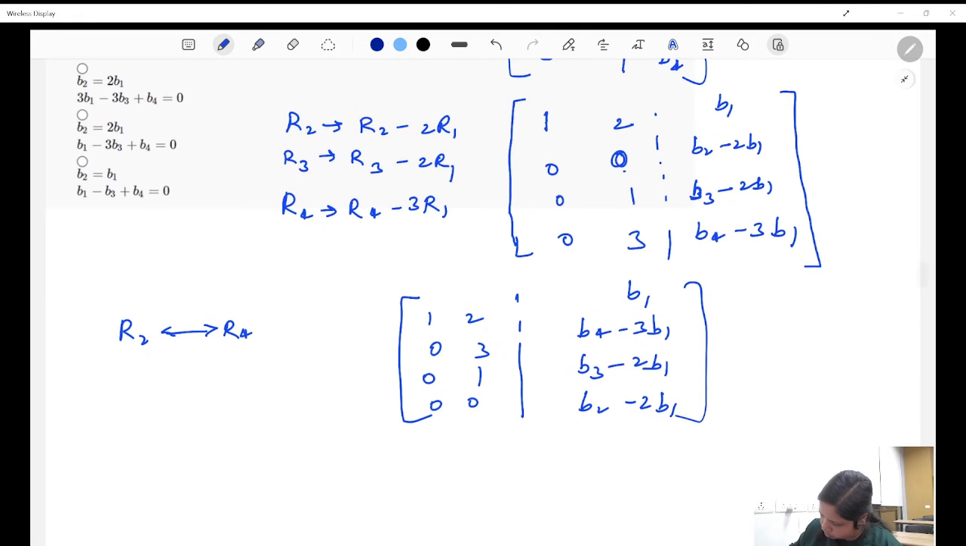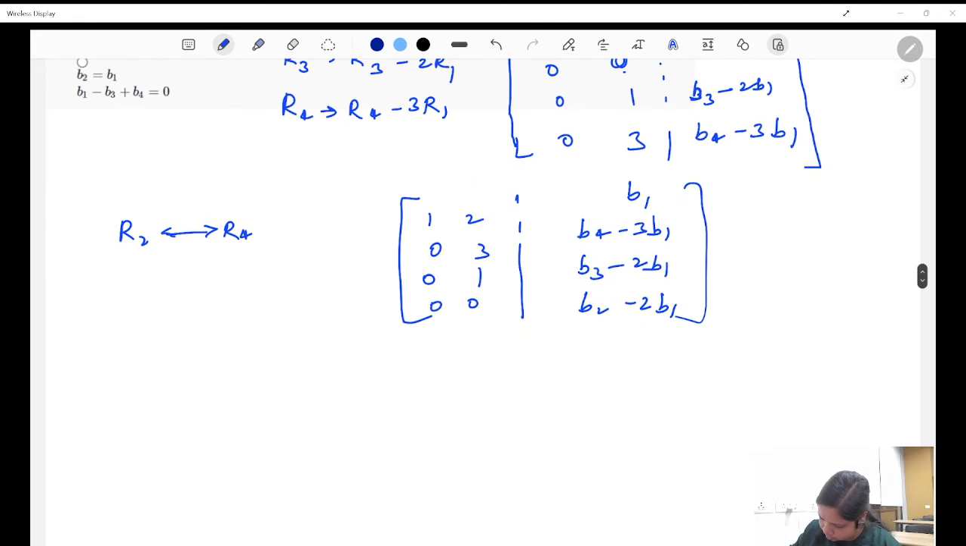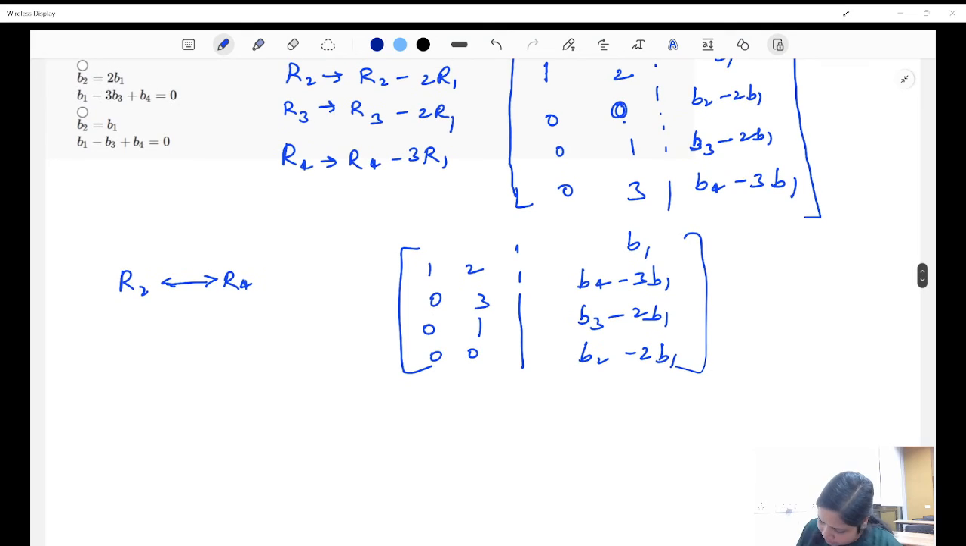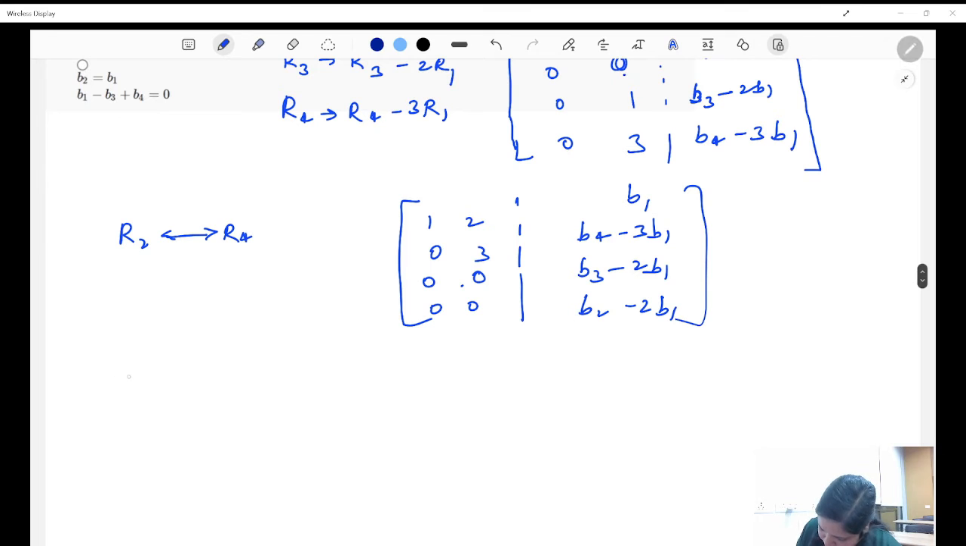Please check once. I think I've written things correctly. Okay. Now we want to move one more step further. We want to make this one also 0, so that we have two equations coming up which we need of some constraint type. So it would be R3 minus 1 by 3 R2 would give me this thing to be 0, right?